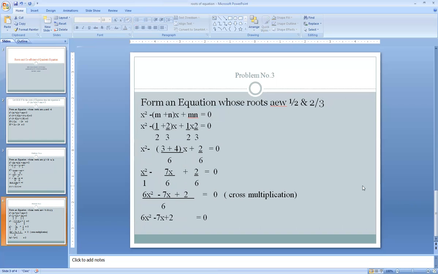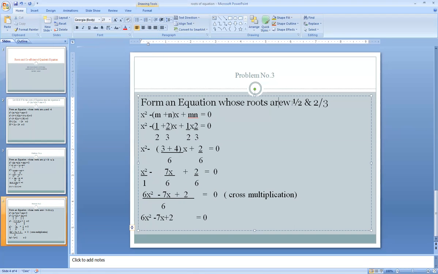See, the third question is also in the form of a fraction, whose roots are 1 by 2 as well as 2 by 3. So we are going to substitute the values where m means 1 by 2, n means 2 by 3. So x square minus of m plus n into x plus mn equals 0. x square minus, so m means 1 by 2, n means 2 by 3 is substituted, into x plus 1 by 2 into 2 by 3 equals 0.